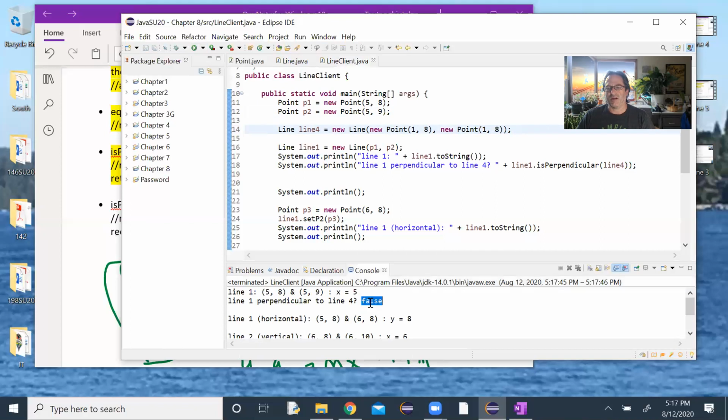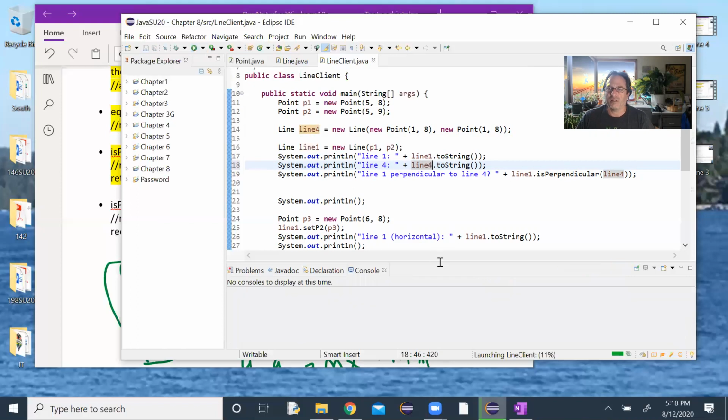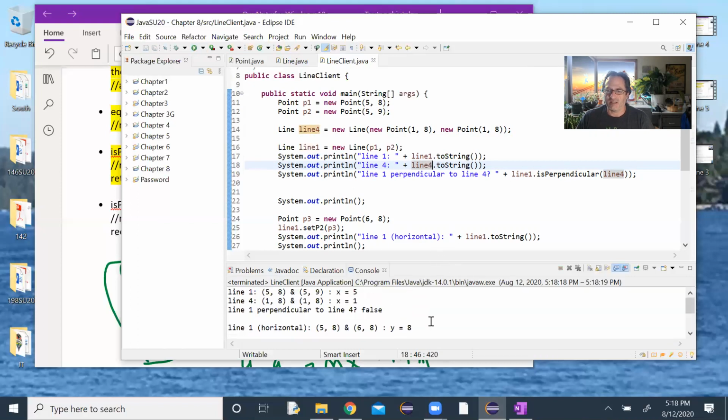This says false, so something happened here. Let's print line 4 here so I can see what's happening. Line 4. And again, the testing is taking longer than the actual code because there's so many different cases here.